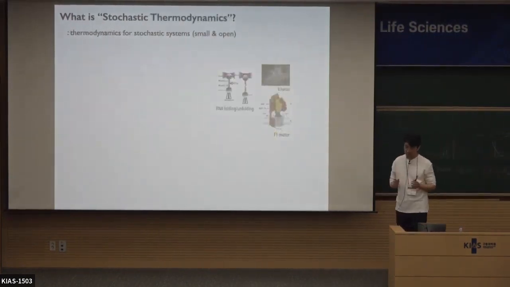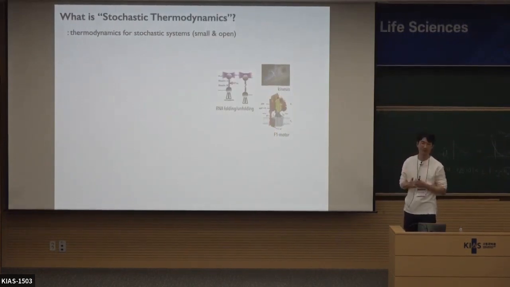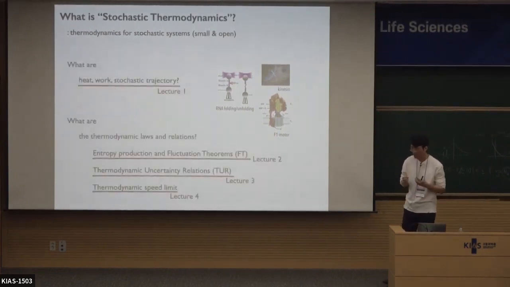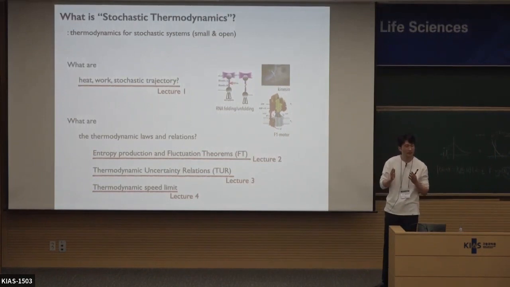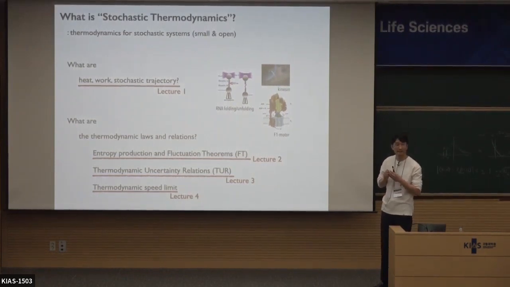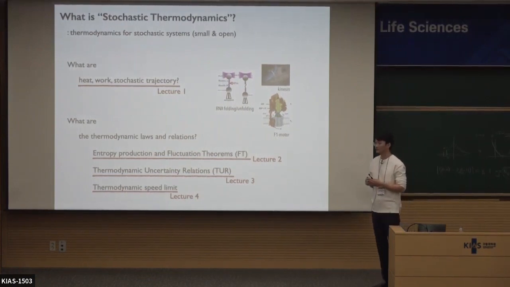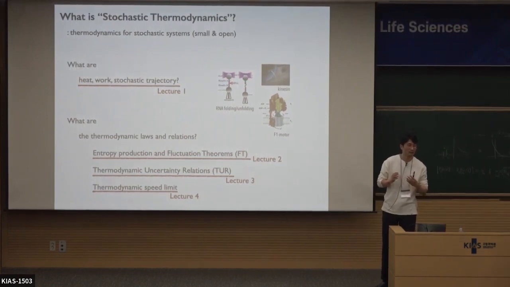Okay, so stochastic thermodynamics is the thermodynamics for small stochastic systems. To do thermodynamics, what we have to do first is define heat and work. So in lecture one, I will talk about how to define heat and work in a stochastic small system. And in this small system, we have to understand the concept of stochastic trajectory. So in lecture one, I will talk about what a stochastic trajectory is and how to calculate its path probability.